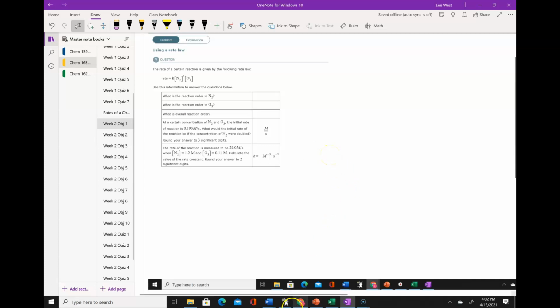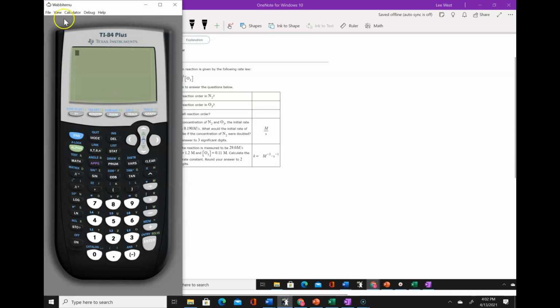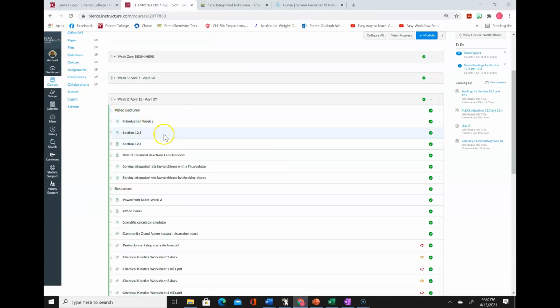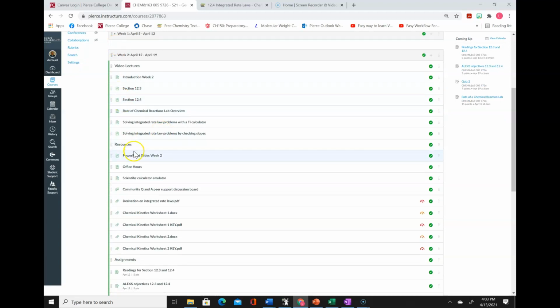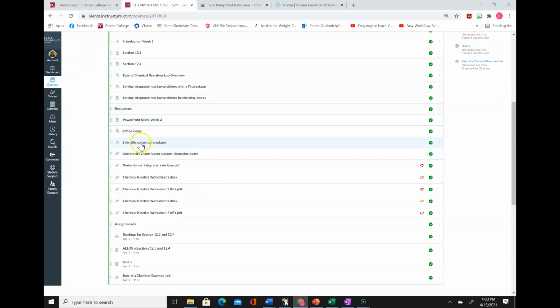So I had a few questions from folks about where I got my calculator emulator from that I use. I use it both on my phone and also on my computer, and the emulator that I use is called Wabbit EMU, and I posted information in the week 2 module for this week in the resources section. It says scientific calculator emulator.